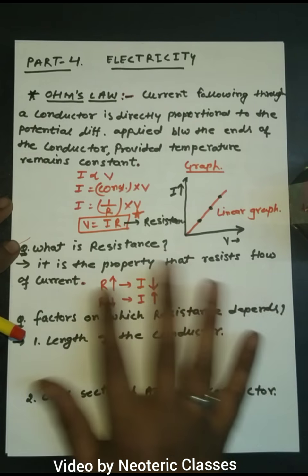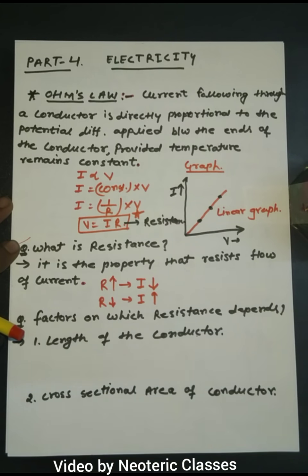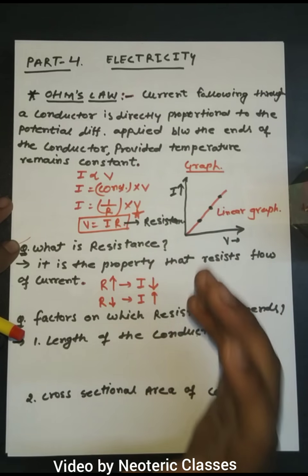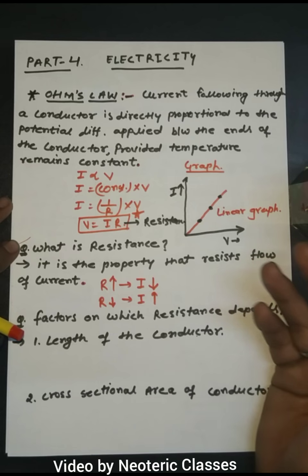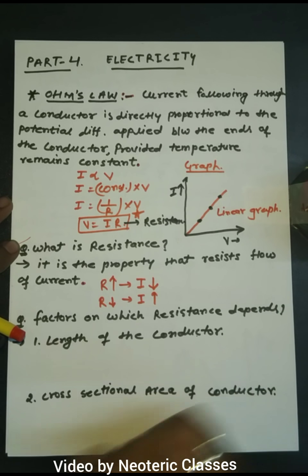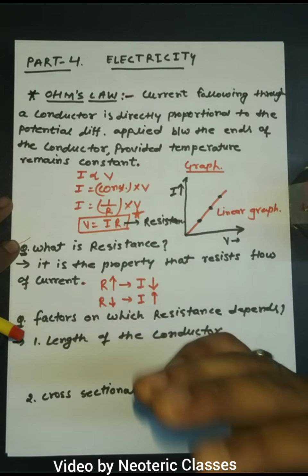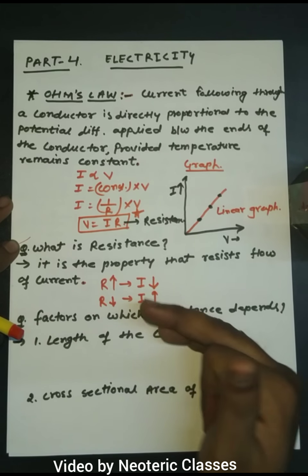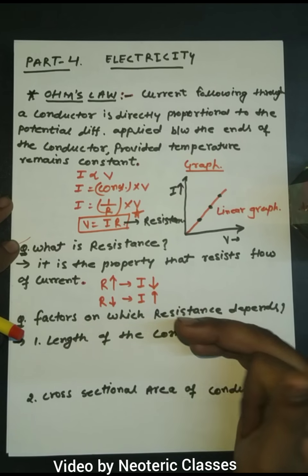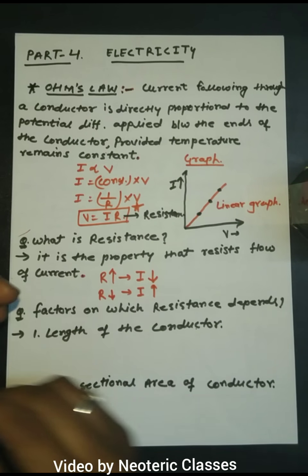So the resistance property totally depends on the number of collisions. If the possibility of collision is high, that means that particular material will offer a high resistance. Okay friends, and if you increase the resistance, the flow of current will decrease, and if you reduce the resistance, the flow of current is going to increase. So that thing you have to remember every time.